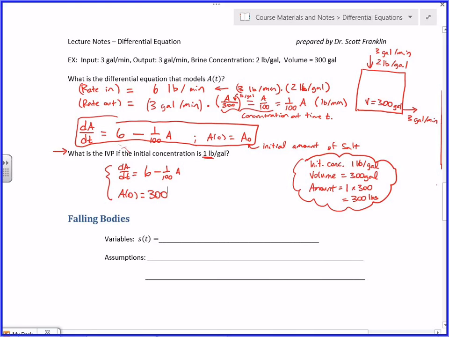So then simplify that. That's where you get 6 minus 1 over 100A. And then to get an initial condition, you remember you have to figure out how much salt is in there at that starting point. Not what the concentration is, but actually how many pounds of salt is in there.